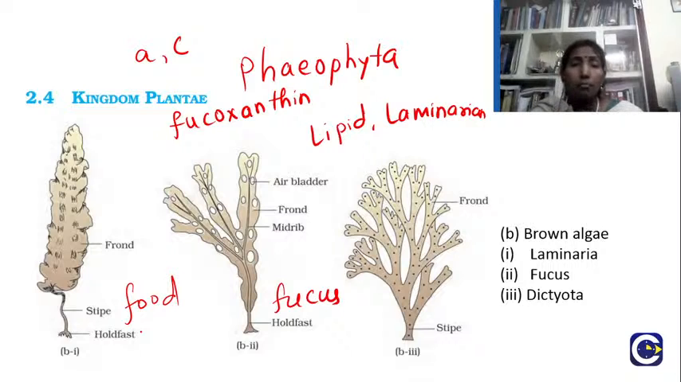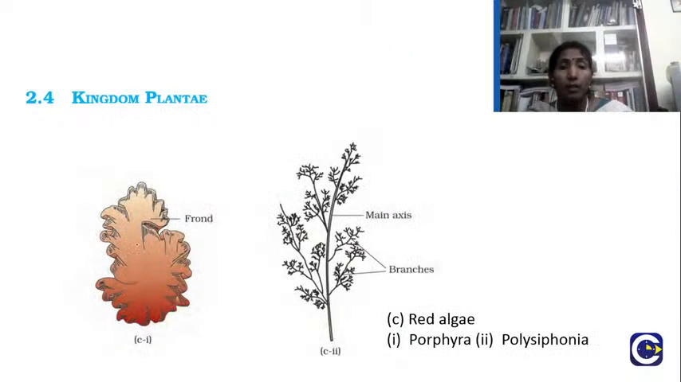Even in medicines, blood anticoagulant we take from that laminarin and all. They have very good antibiotic property. They have worm expelling capability. So many functions are there for this brown algae. Remember that. Okay. Then we have red algae.